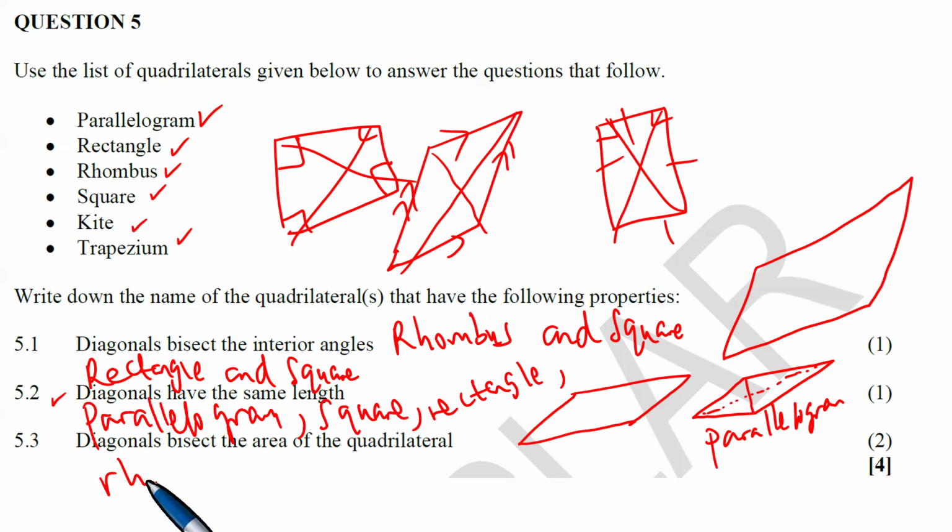Rhombus. Yeah, rhombus. So these are pretty much the ones: parallelogram, square, rectangle, rhombus. These kinds of quadrilaterals have the following property: the diagonals bisect the area of the quad. Next question.